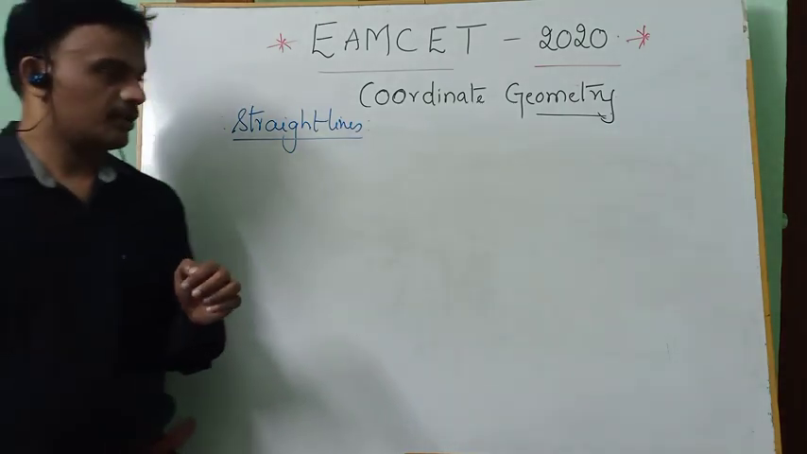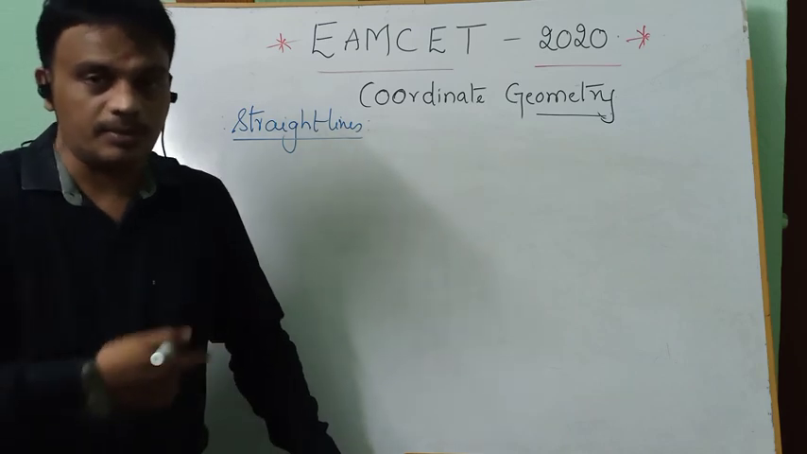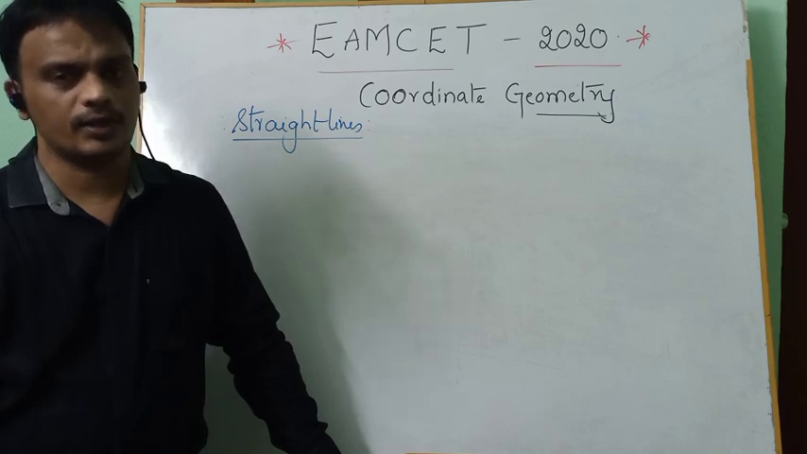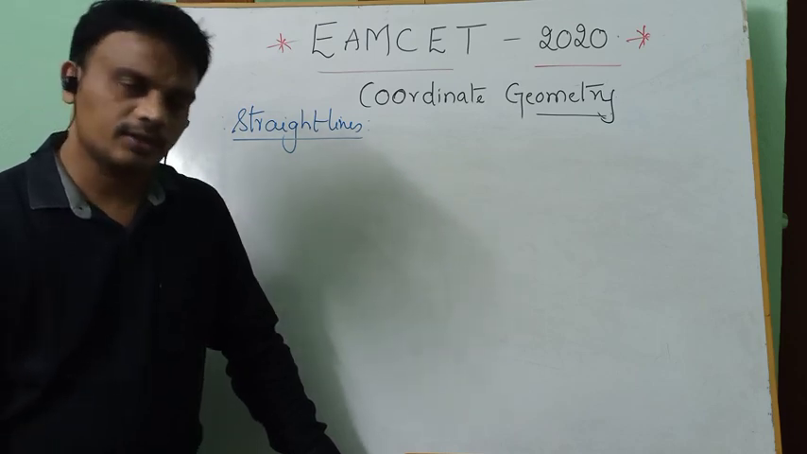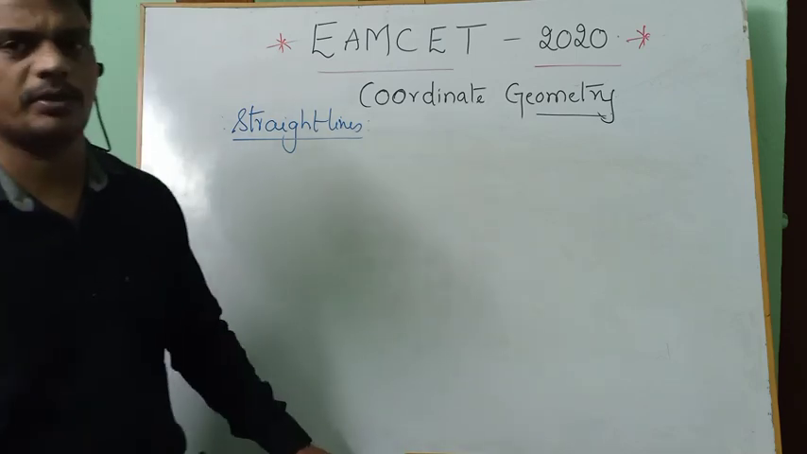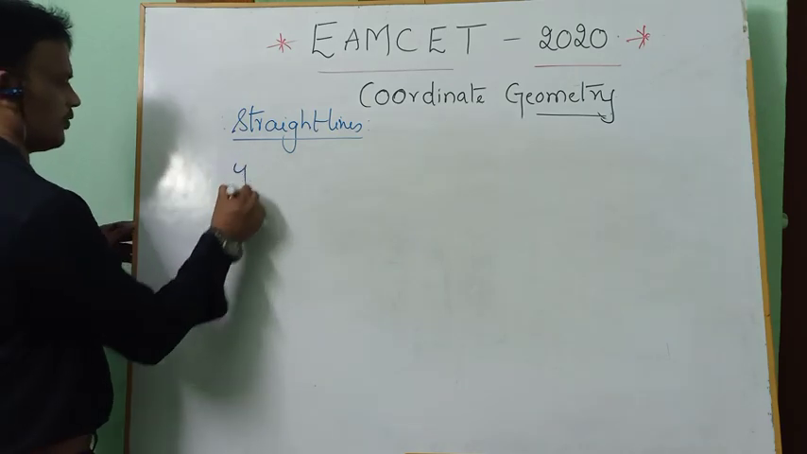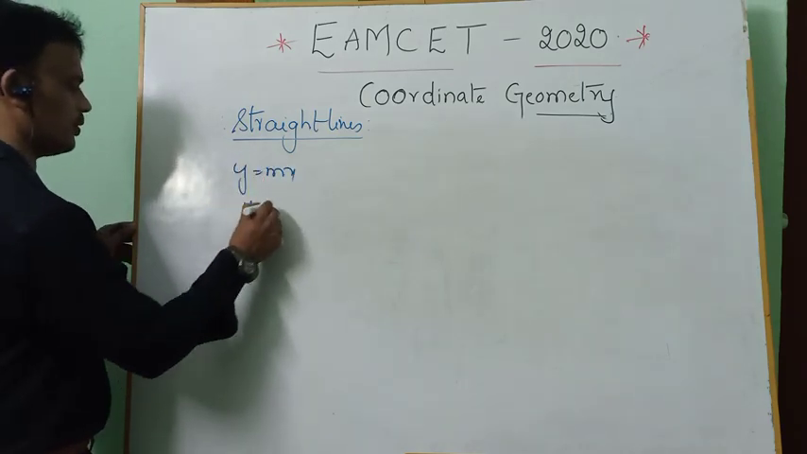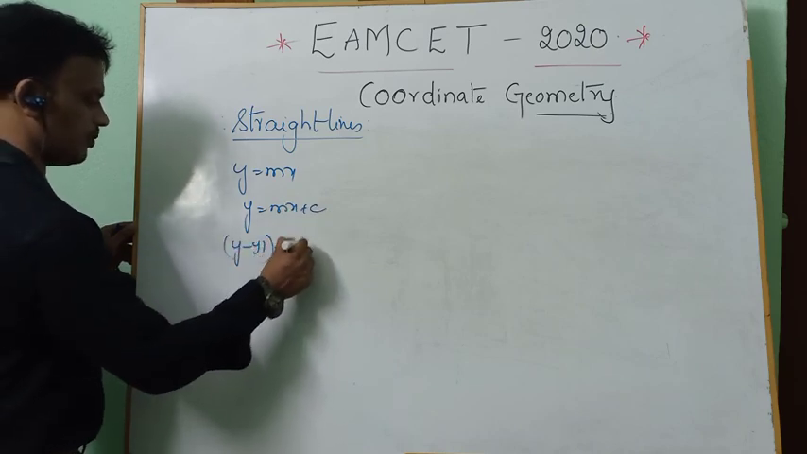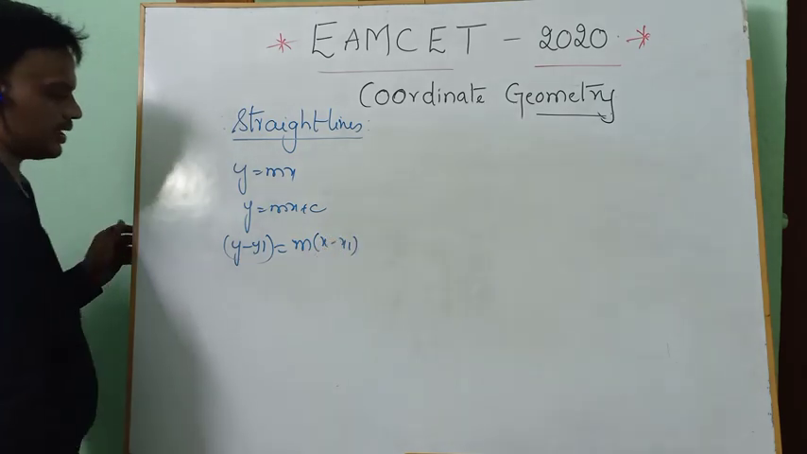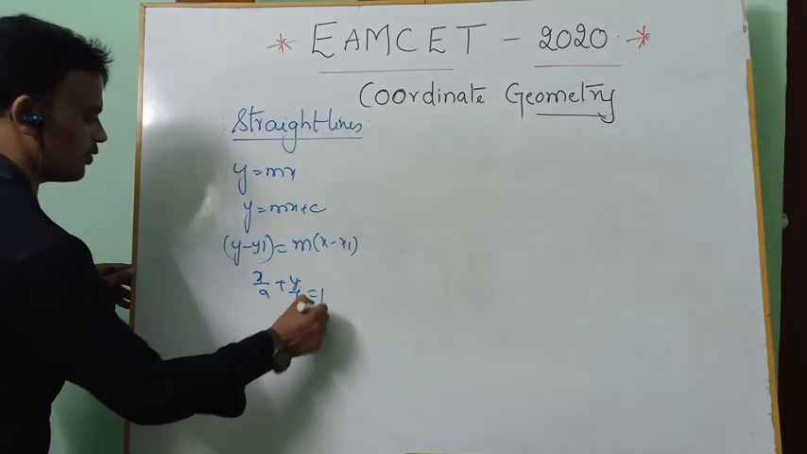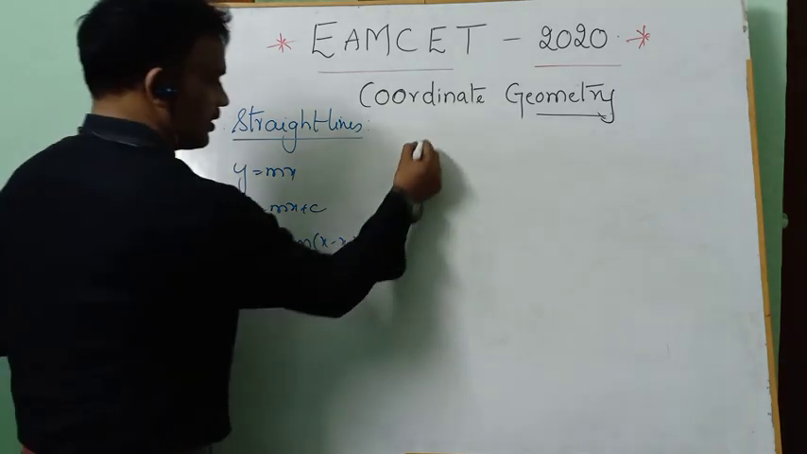From straight lines, after completing all the fundamental concepts from the basics, that is the slope concept, parallel lines, perpendicular lines, collinear points concepts, and coming to the different forms of the straight lines: the slope form, the slope intercept form y equals mx plus c, the point slope form y minus y1 equals m into x minus x1, the two points form, and the intercept form x by a plus y by b equals 1. Based on that, some concepts are there.